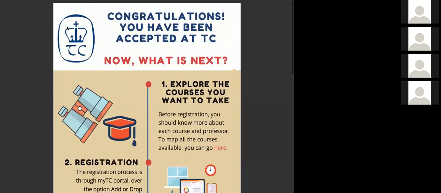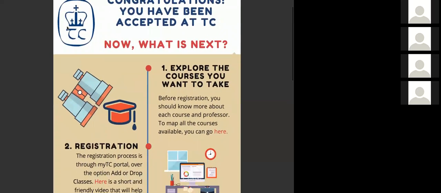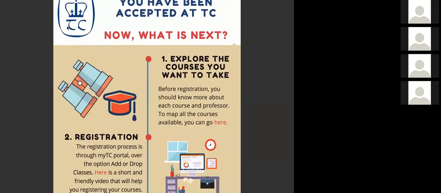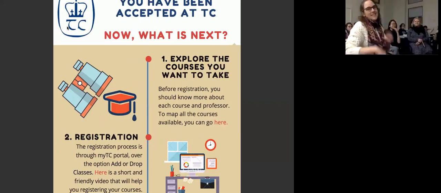And you are very lost: where to start, where to go, which classes I want to take. So we create this. You have been accepted at Teachers College. Now, what is next? So this is illustrative. It doesn't have too much text. And this is an interactive PDF. So explore the courses you want to take.